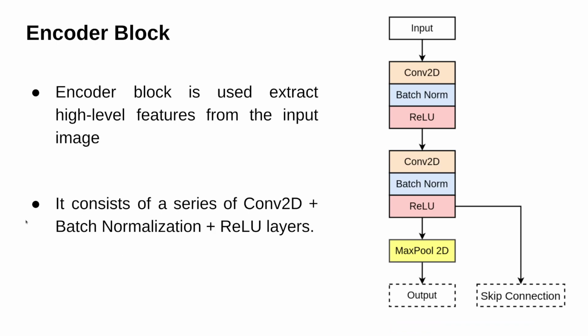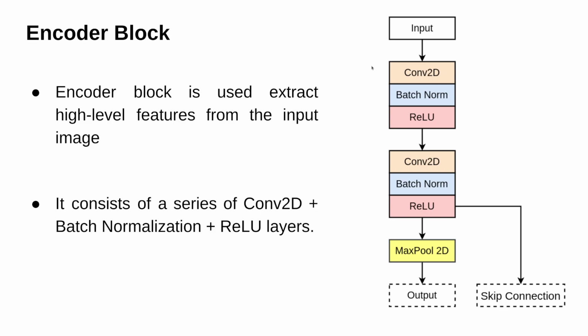Next we have the encoder block. For ease, I have divided this entire architecture into blocks. So we're going to first learn about a block and then implement it in the PyTorch framework. The encoder block is used to extract high level features from the input image. Second, this block consists of a series of Conv2D layer, batch normalization and ReLU layer.